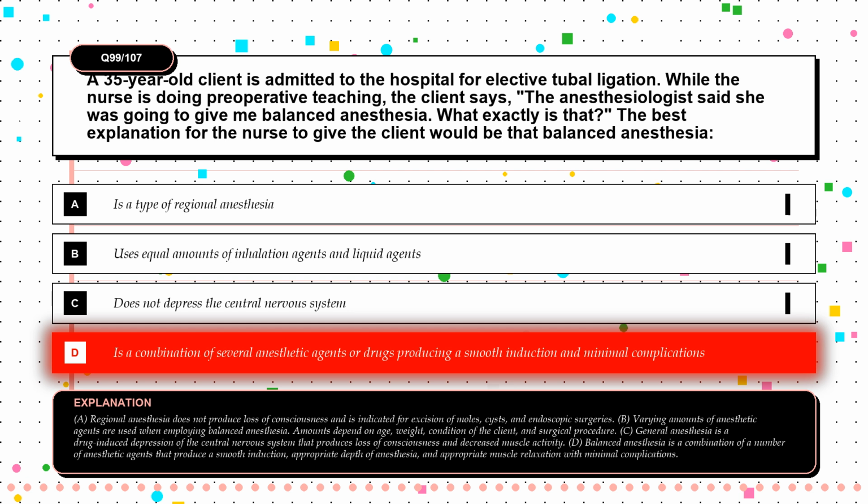C. General anesthesia is a drug-induced depression of the central nervous system that produces loss of consciousness and decreased muscle activity. D. Balanced anesthesia is a combination of a number of anesthetic agents that produce a smooth induction, appropriate depth of anesthesia, and appropriate muscle relaxation with minimal complications.